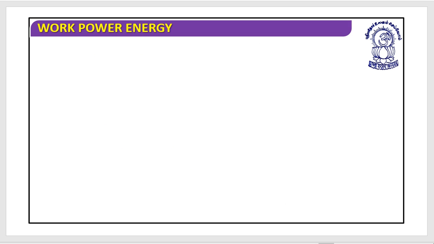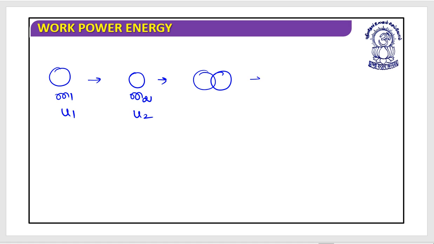Now one more very important parameter. Let's look at this. This is m1, this is u1, this is m2, this is u2. They are going to collide, and once they collide, they will be moving something like this, as m1 plus m2, moving with velocity v. It is just the situation when they combine.